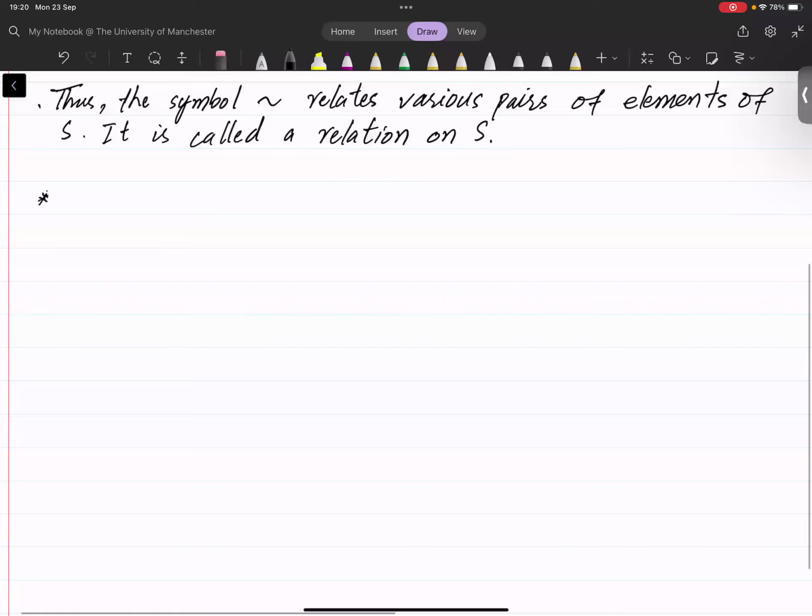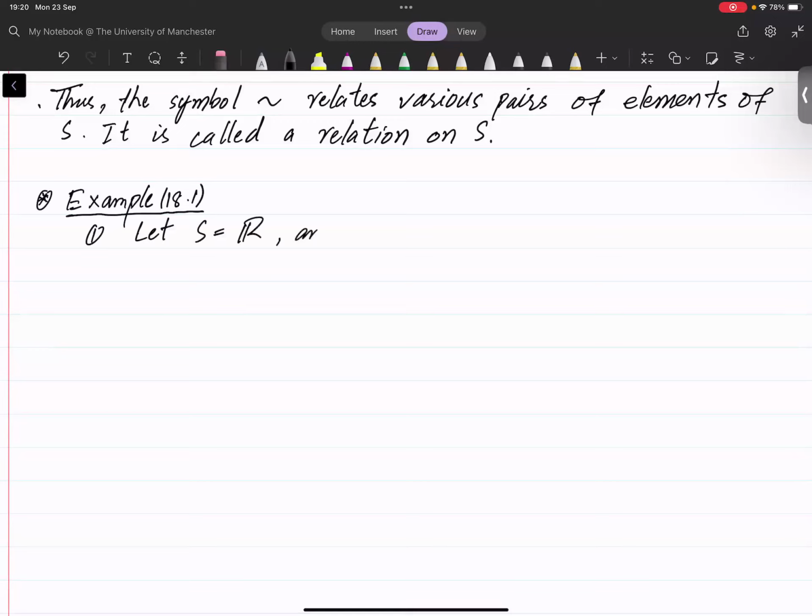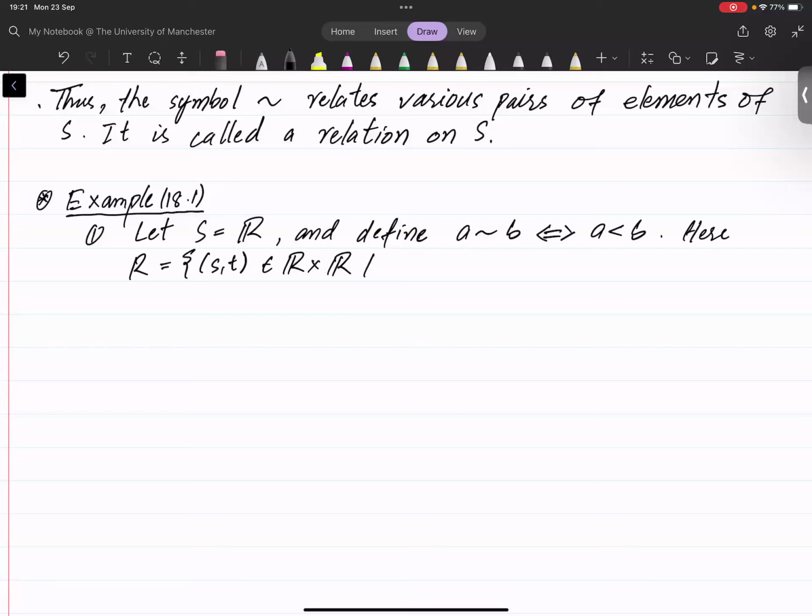So, examples, let's say 18.1. Number one: let S be the set of real numbers and define that A is related to B if and only if A is less than B. Here, the relation R consists of those ordered pairs (S, T) in the Cartesian product of reals cross reals such that S is less than T.